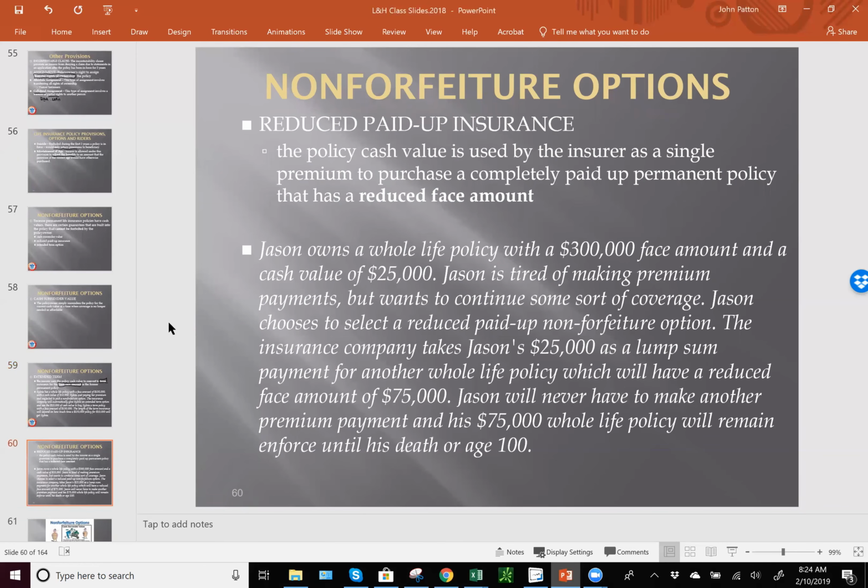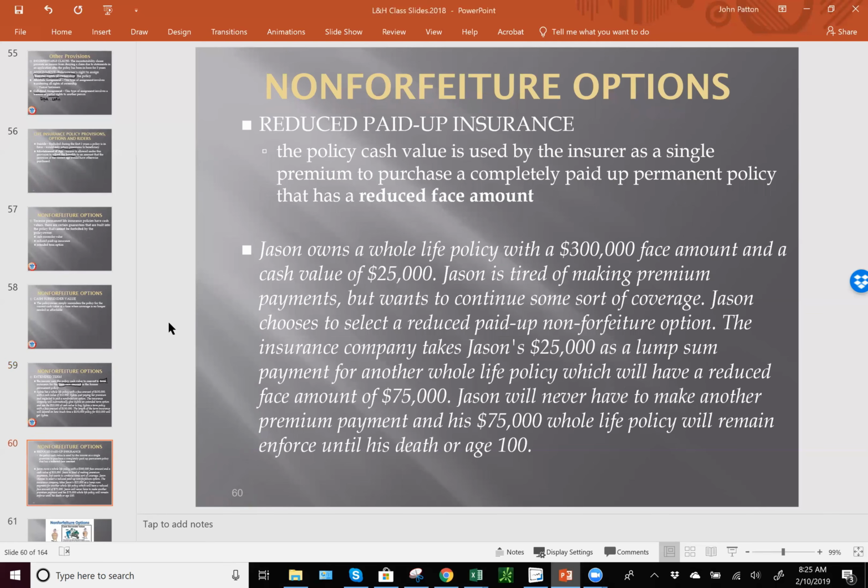Next is the reduced paid up insurance option. This is where the insurer uses the policy's cash value as a single premium to purchase a completely paid up permanent policy that has a reduced face amount.